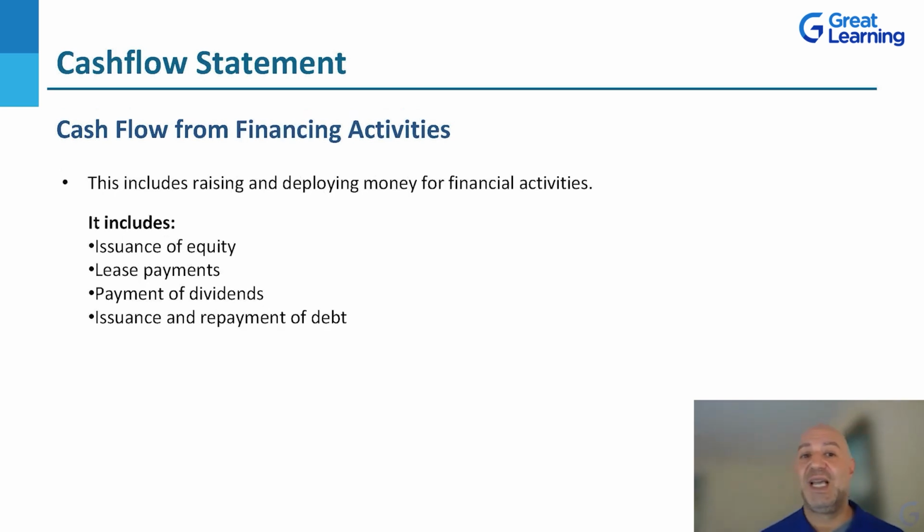Financing activities. This includes raising and deploying money for financial activities. If you issue any equity in the company, if you sell stock or any type of shares, that's equity. Lease payments, if you're getting any type of lease payments, payment of dividends, issuing or repayment of debt. So this is all the cash flow from financing activities. And there are a lot more, but this just provides a little glimpse into it.